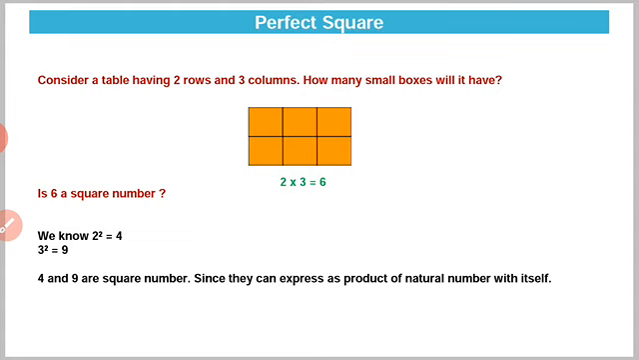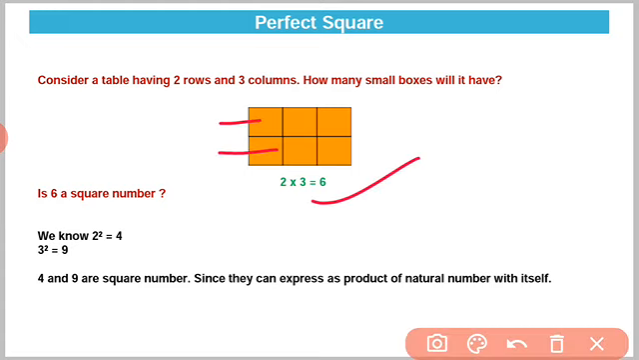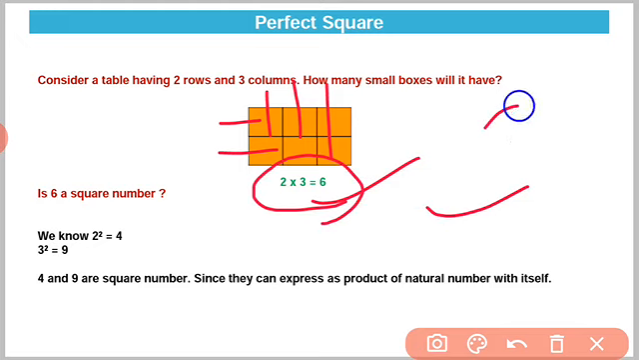Let us consider an example where we have a table having 2 rows and 3 columns. Then how many small boxes will it have? We will proceed with the same procedure. We'll multiply the number of columns and the number of rows. So we get 6. Obviously there are 6 small boxes in the table. So can you tell me, can you explain, is 6 a square number or not?